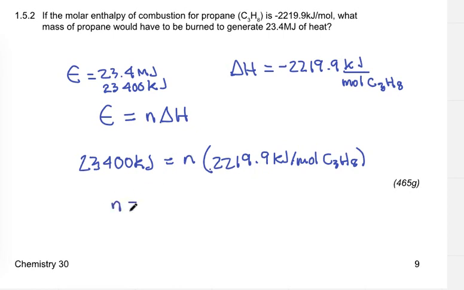So our n is 23,400 divided by 2219.9. I get 10.541 moles of methane. I'm sorry, propane. And if they said how much propane, we'd be done, but they said what mass of propane, so this isn't going to cut it. We need one more step.